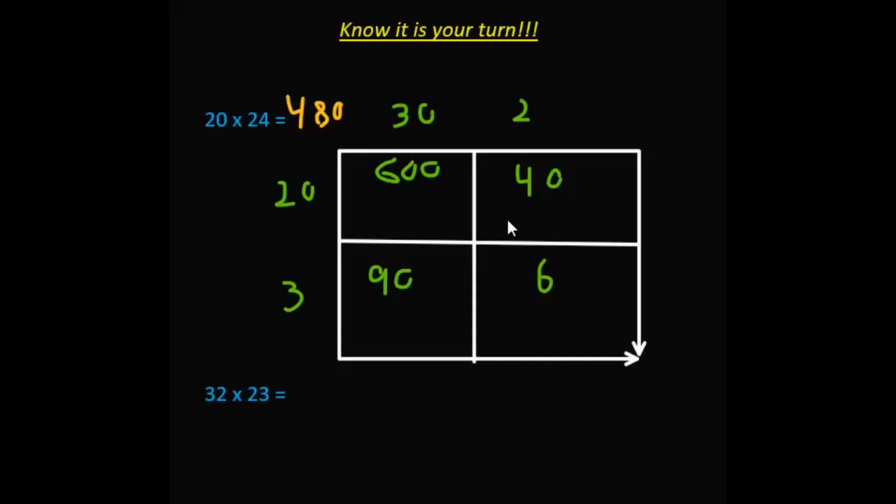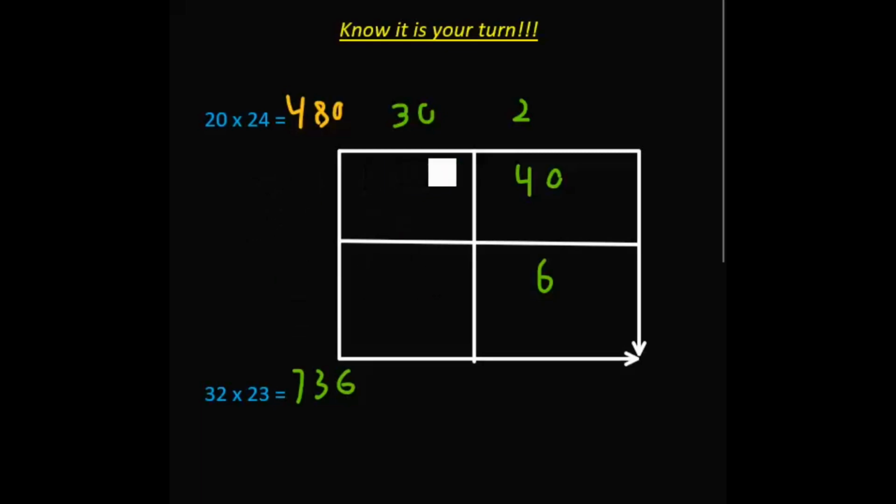Okay, so now let's add. 90 plus 40 equals 130. 130 plus 600 equals 730. 730 plus 6 equals 736. So let me just write down 736. So now that we have all our answers, let me erase this here so you guys can see the answers clearly.